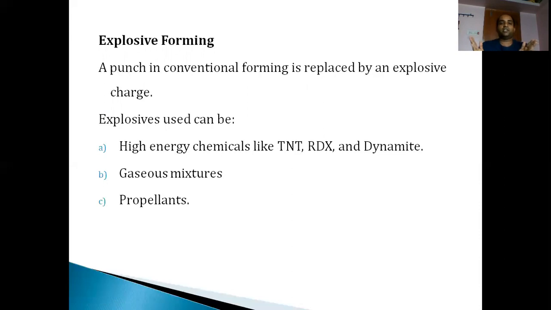It is so high that it is responsible for applying the force on the workpiece to get deformed to the desired shape and size, which means the energy developed is so high that the deformation happens within a very short amount of time, with a good perfect design. So this is the first one, that is explosive forming.